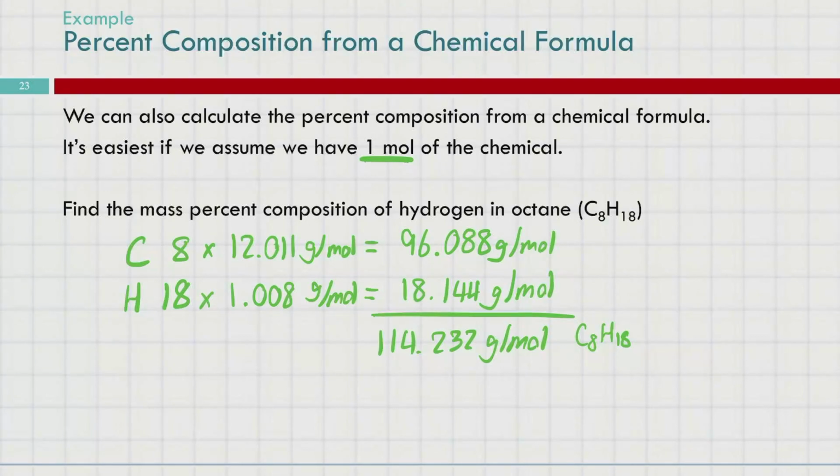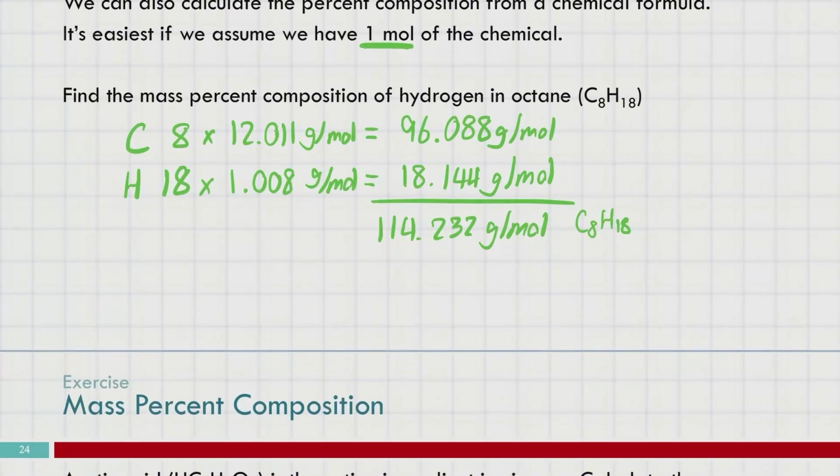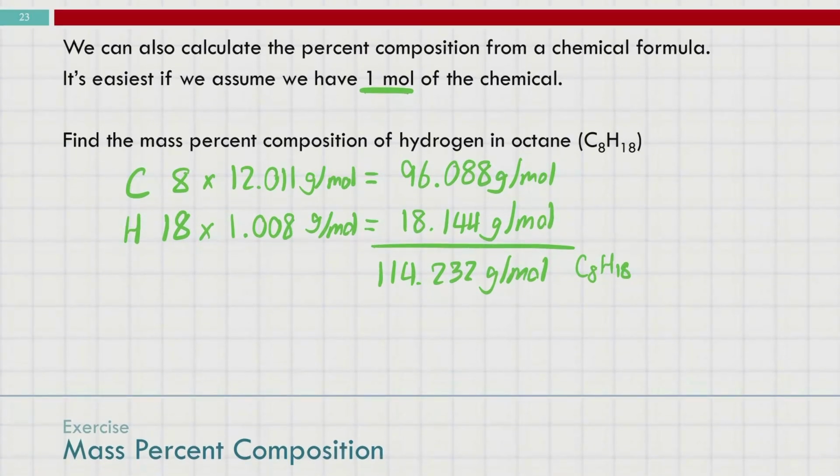So we want the mass percent composition of hydrogen. So we want the grams of hydrogen over the grams of the whole thing, that's the octane, times 100%. How do we figure out how many grams of hydrogen we have?